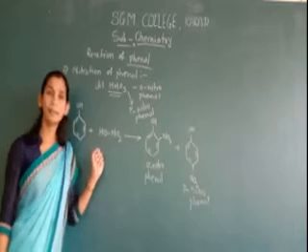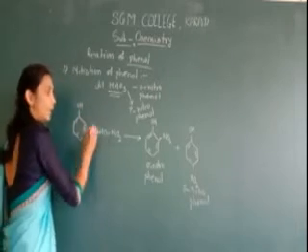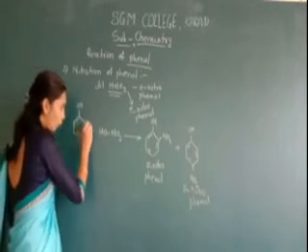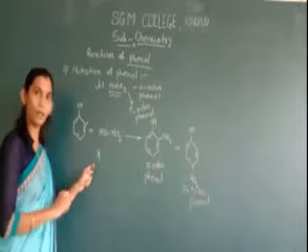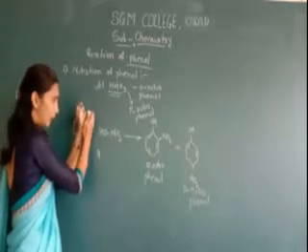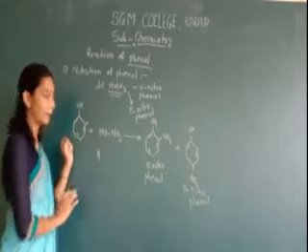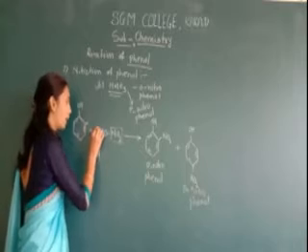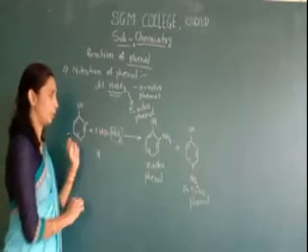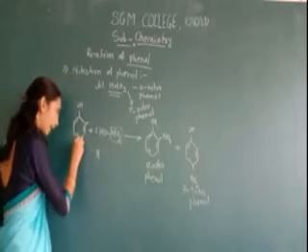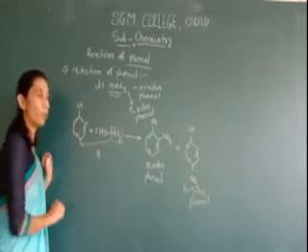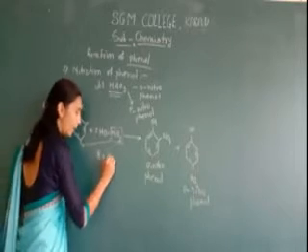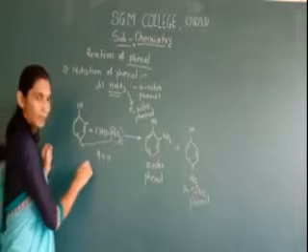In this reaction, NO2 attaches at the ortho position. Therefore, one hydrogen will be released from this place and NO2 attaches there. If we take two molecules of HNO3, also at the para position, one NO2 will attach here. So again one hydrogen will be released.